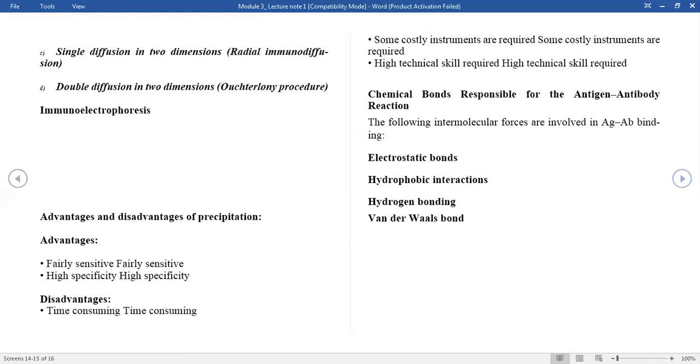There are some advantages and disadvantages of precipitation reactions. The advantages are that it is fairly sensitive and has high specificity. The disadvantages are that it is time consuming, and costly instruments and high technical skills are required. Some chemical bonds are responsible for antigen-antibody reactions. These bonds are electrostatic bonds, hydrophobic interactions, hydrogen bonding, and van der Waals interactions. That's all.